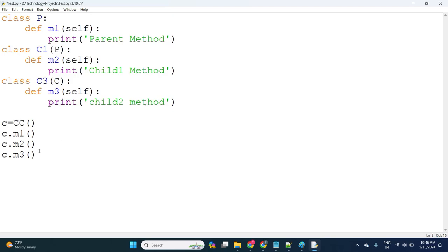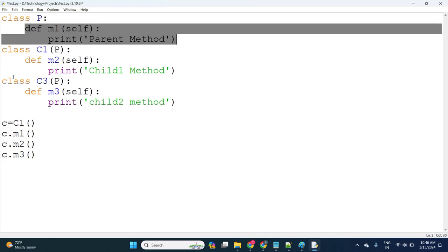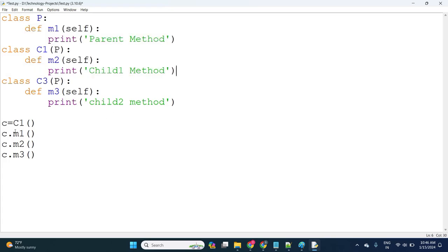Now observe here. First, I'm creating the first child class object. Whenever I'm creating a child class object, by using this we can access the parent class instance method and that child class instance method. So we can call c is equal to c1, c dot m1, c dot m2.